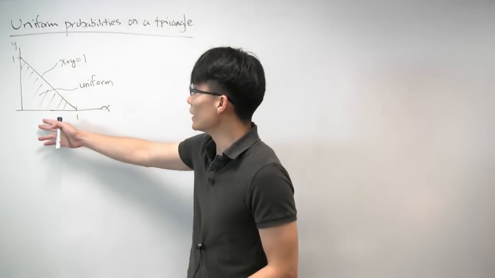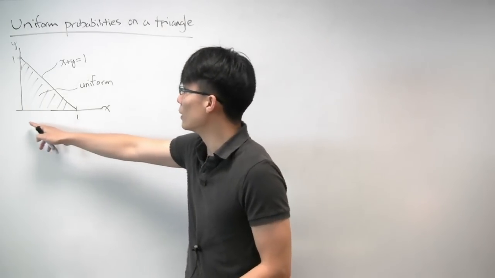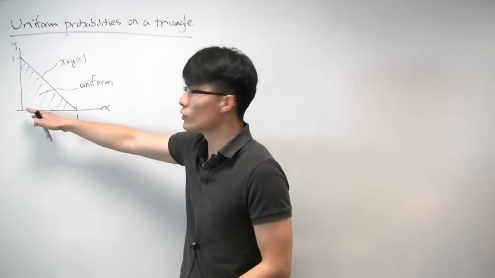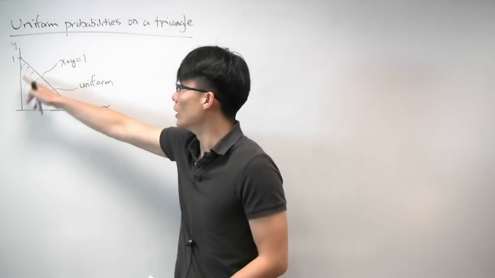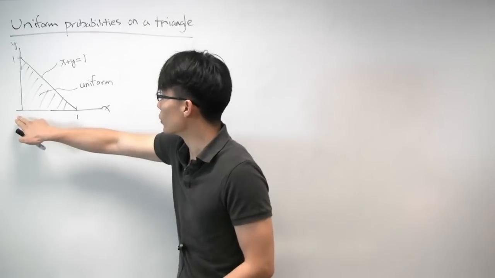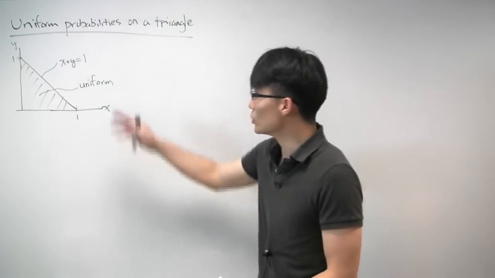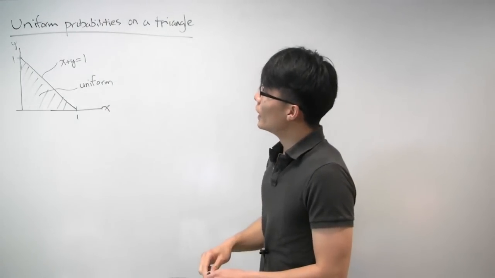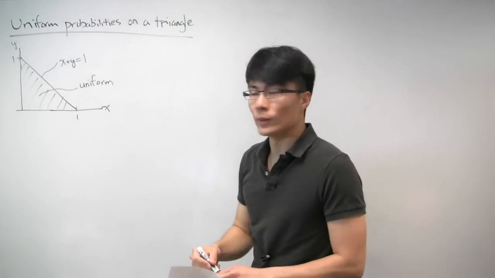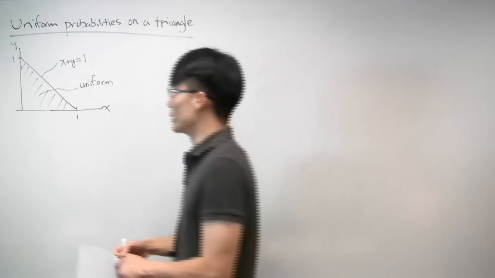The problem gives us a pair of random variables, X and Y, and we're told that the joint distribution is uniformly distributed on this triangle here, with the vertices being (0, 0), (1, 0), and (0, 1). So it's uniform in this triangle. And the first part of the problem is just to figure out what exactly is the joint PDF of the two random variables.